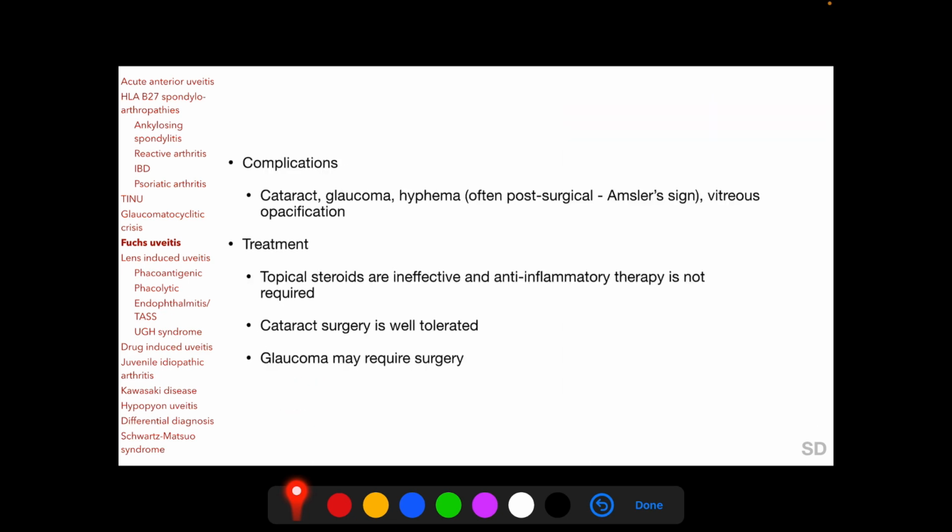occur. Complications of Fuchs uveitis syndrome include cataract, glaucoma, hyphema and vitreous opacification. The hyphema is often post-surgical and occurs from bridging vessels in the angle, and is called Amsler's sign. In Fuchs uveitis syndrome, topical steroids are ineffective and are actually not required. Cataract surgery is well tolerated and glaucoma may require surgery.